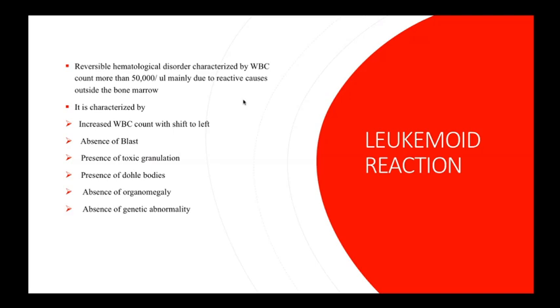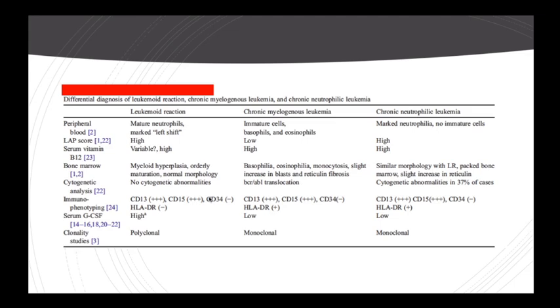Now, CML is a malignancy as we saw in case 2. They were predominantly immature cells with basophils. We saw 2 basophils in that picture, and eosinophils. LAP score is low. So this is a major differentiating point between leukemoid reaction and CML, and I'll discuss LAP score in other slides. Bone marrow is generally involved, shows basophilia, eosinophilia, and slight increase in blasts with fibrosis. The characteristic cytogenetic abnormality of CML is BCR-ABL translocation that you need to remember. And it has a monoclonal pathophysiology.